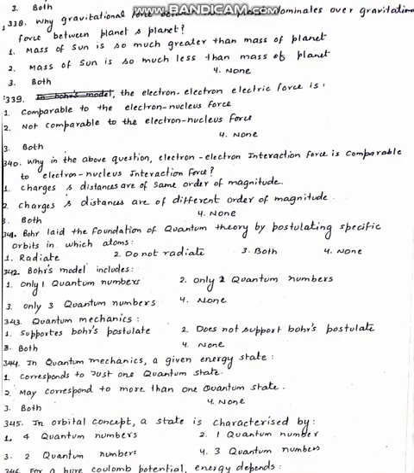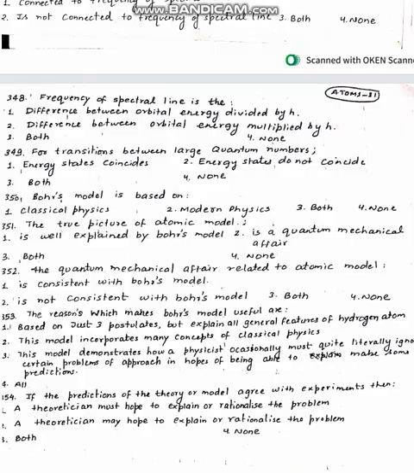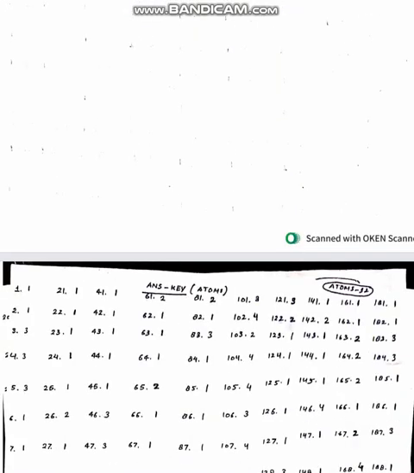Then we have questions based on quantum numbers, quantum theories. Then we have questions related to the frequencies of spectral lines. So there are a total of 354 questions in this chapter, and these will help you to optimize preparing your NCERT in an objective-oriented manner.